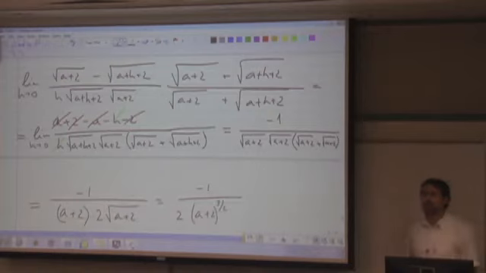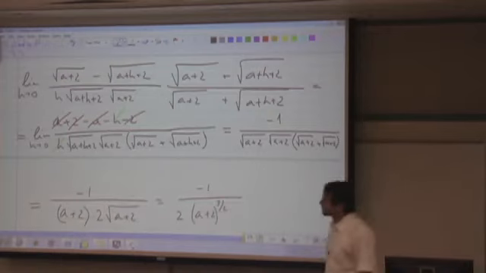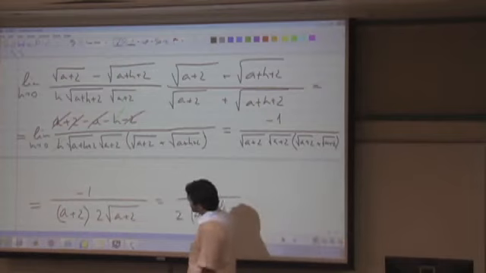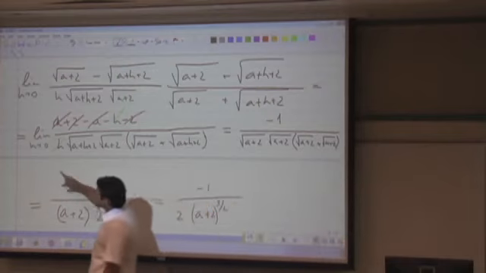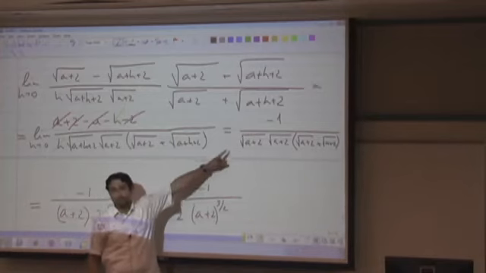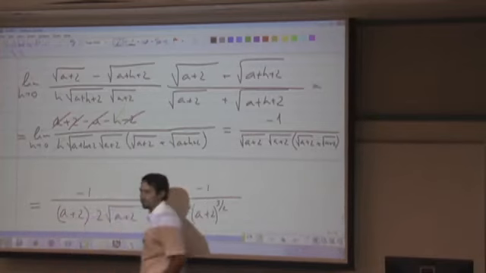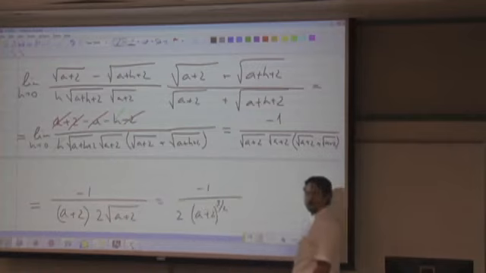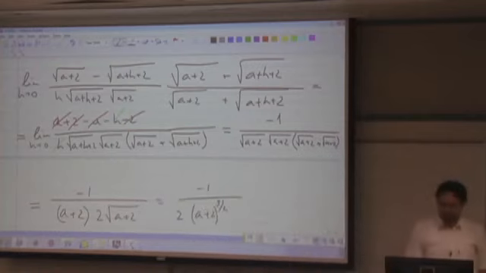Okay, I'm messed up again. What happened to the h in the square root of a plus h plus 2? We crossed it out. There's no more limit. Huh? There's no more limit. We plugged in the limit now? Oh, okay. Okay?